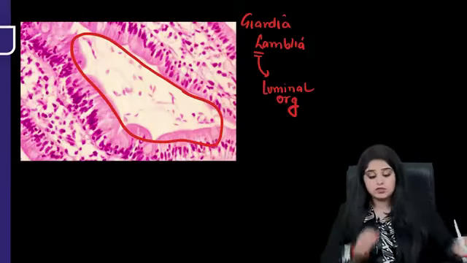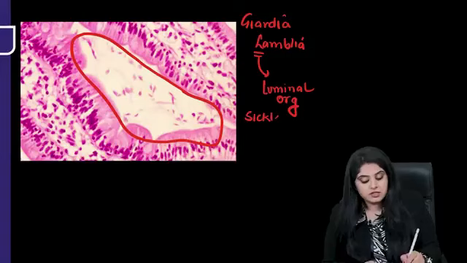So in the pathology slides, this is going to look like a sickle shaped organism. It is a sickle shaped organism. So Lamblia, I told you that it's a luminal organism.